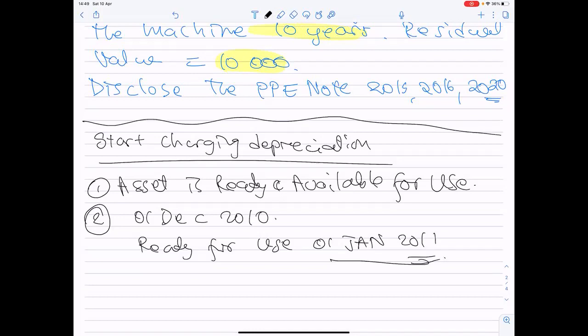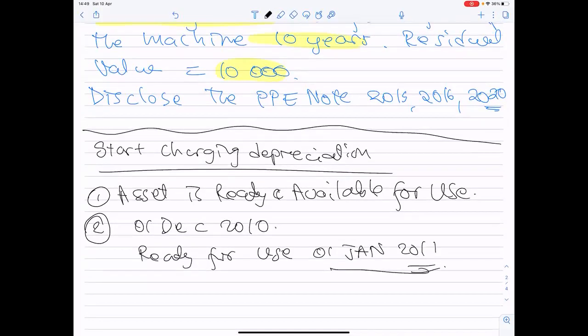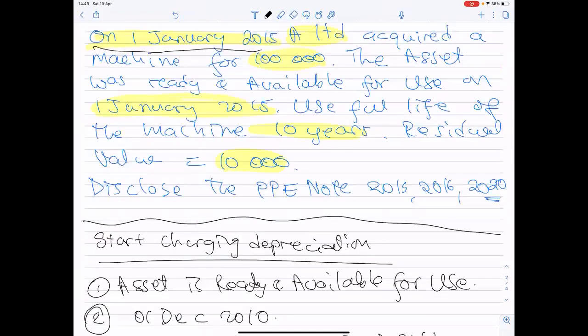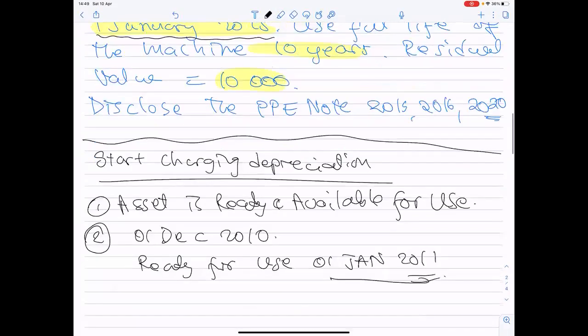So on the 1st of December 2010, you just put it as an addition, but there won't be any depreciation. Why? Because the asset is not yet ready and available for use. Are we together? So we are going to charge our depreciation when the asset is ready and available for use, like in this example, on the 1st of January 2015. Are we together?